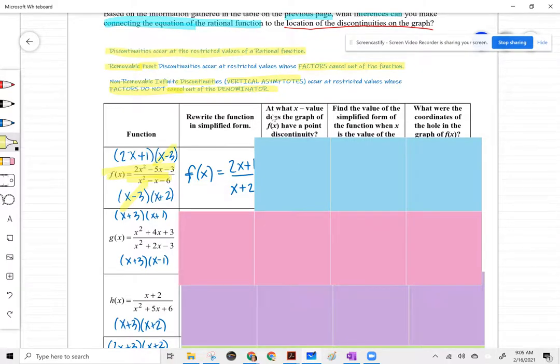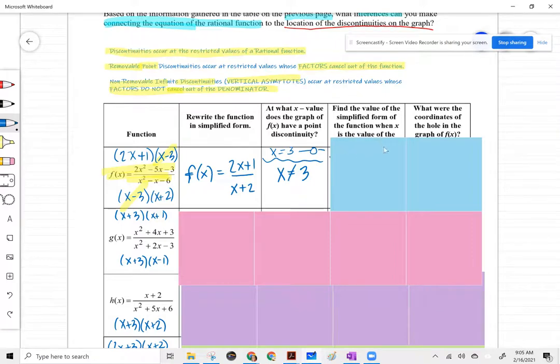It says, at what x value does the graph of f of x have a point discontinuity? So where was that x at that point discontinuity? We said that it has a point discontinuity at x is equal to 3. Okay, that's where the point is. And on our function, we know that that's an undefined value. So we know that x can't equal 3, which is why it appears to be an open circle.